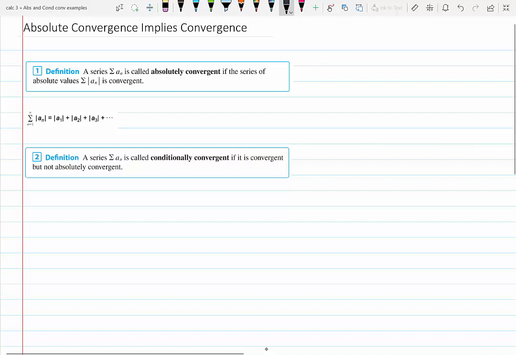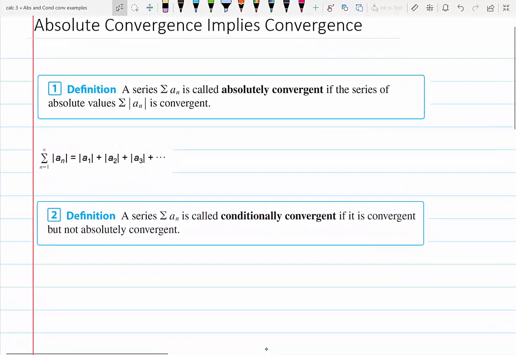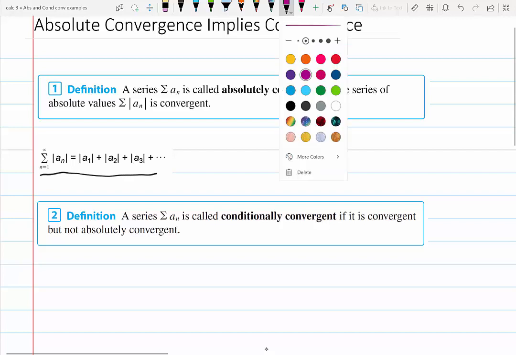Welcome. In this video, we're going to investigate absolute convergence and why it implies convergence. A reminder that when we say a series is absolutely convergent, this means that the series of the absolute values of each term converges. So notationally, this is what we're talking about.